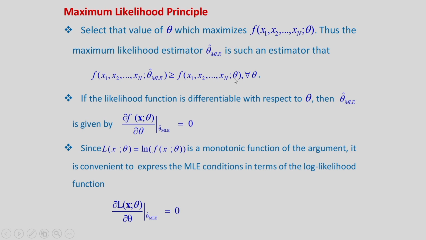If the likelihood function is differentiable with respect to theta, then theta hat MLE is given by this relation, that is the partial derivative of the likelihood function with respect to theta at theta hat MLE is equal to 0. Now, log function is a monotonic function of the argument. Therefore, this function is also monotonic in this f of x theta. Therefore, it is convenient to express the MLE condition in terms of the log likelihood function as this, that is the partial derivative of L of x theta with respect to theta at theta hat MLE is equal to 0. So, either we can use this condition or this condition to find out theta hat MLE.